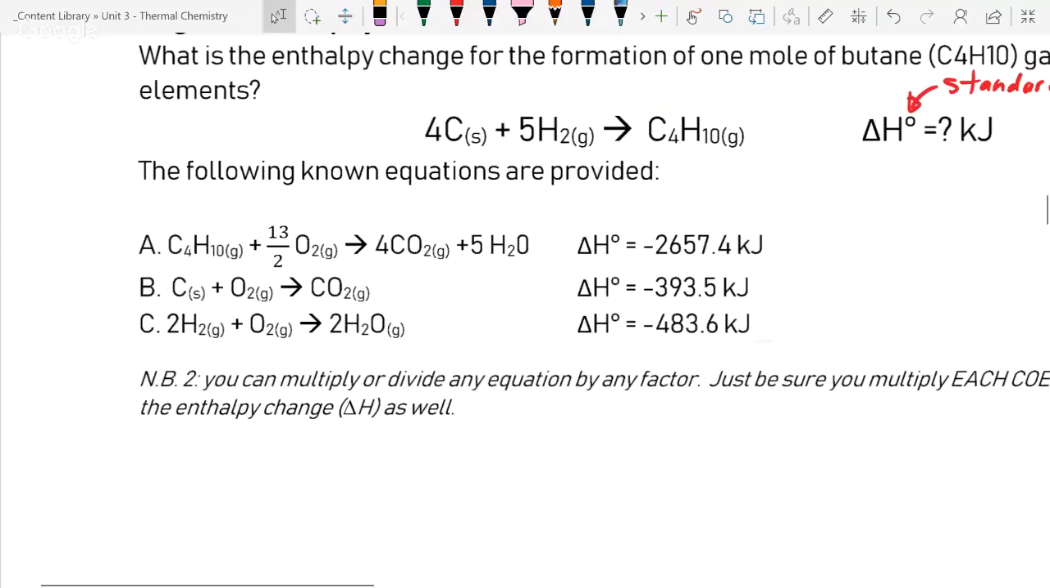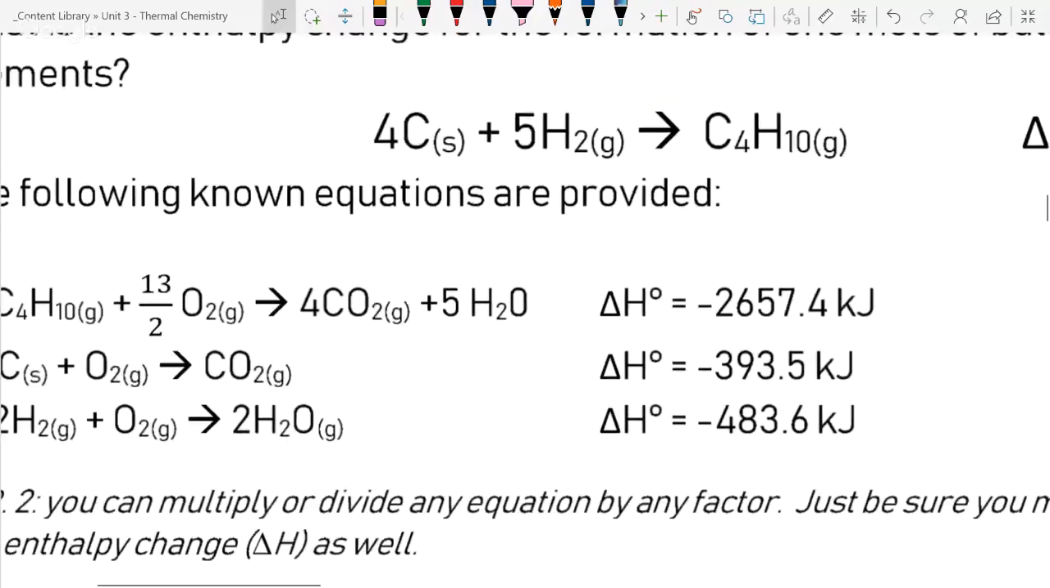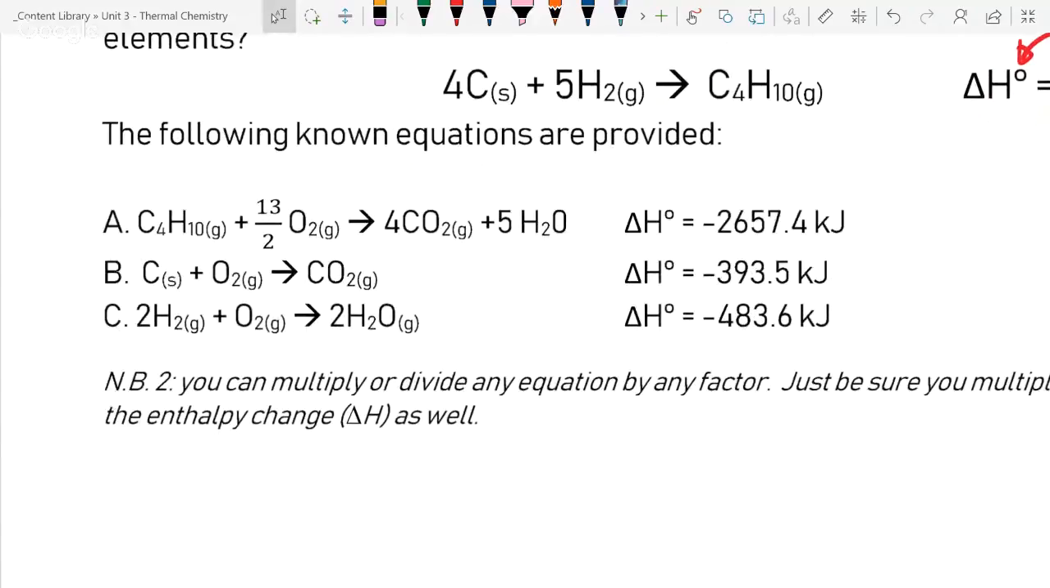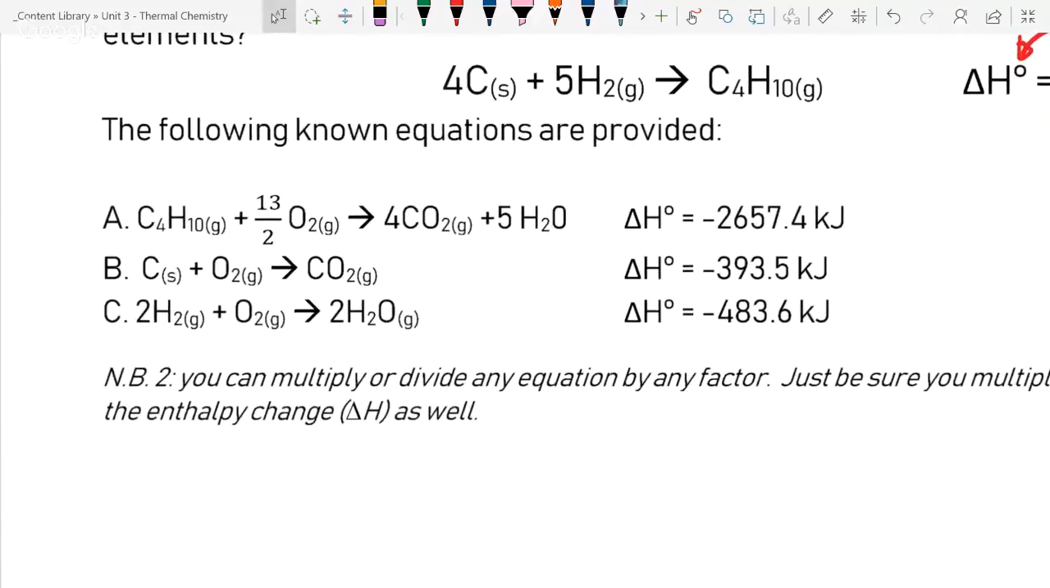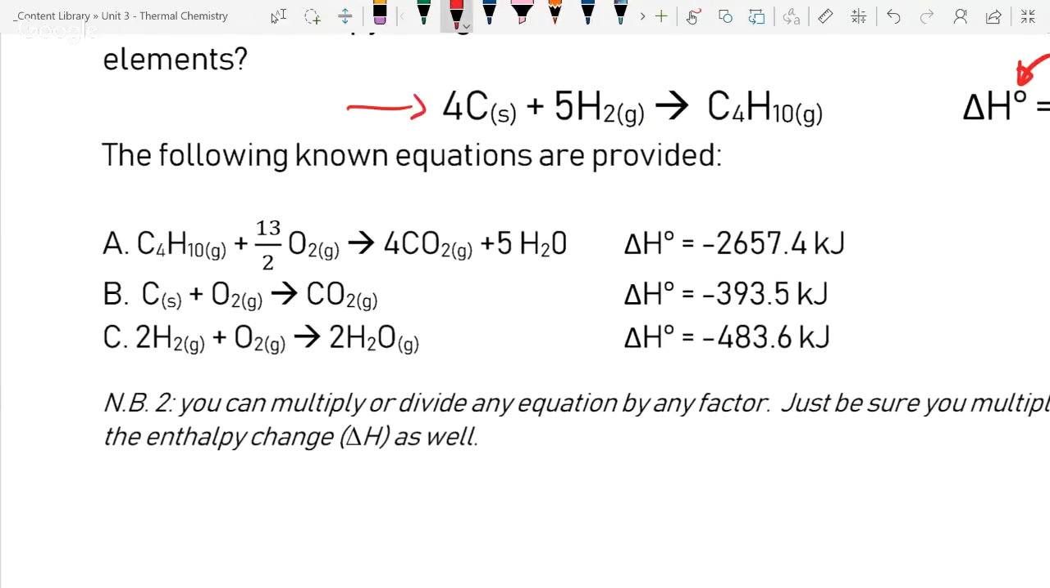Okay. We want to figure out what the delta H of this reaction that would never actually happen would be, based on these reactions that do happen. Does that make sense? So I can absolutely burn butane. May not be able to make it this way, but I can burn it. I can absolutely burn carbon, and I can absolutely burn hydrogen. And using these three reactions, I can make this reaction.